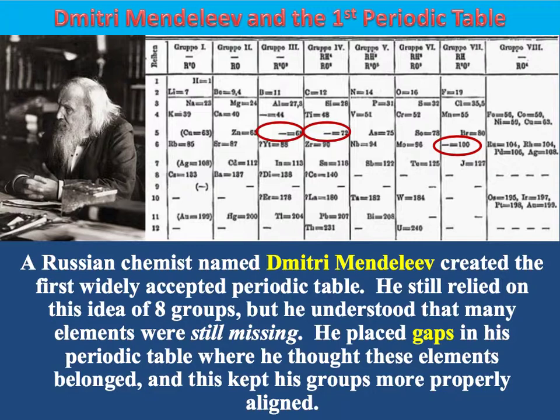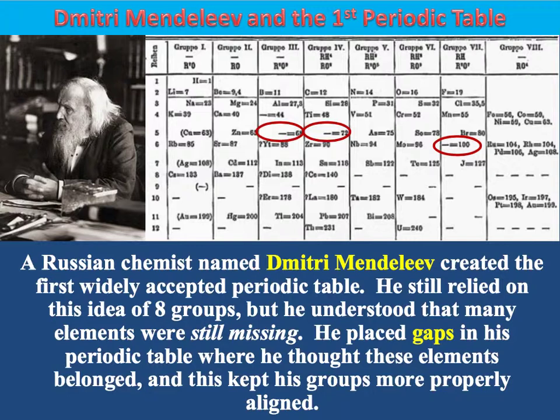So the guy who really came up with the periodic table was a Russian chemist named Dmitri Mendeleev. And he's the one that came up with what we're familiar with, with some modifications. He still put things in groups of 8, but he understood that a lot of elements were missing. So he purposely left gaps in his periodic table where he thought these elements belonged. And this helped his groups to stay more aligned, more where they should go.